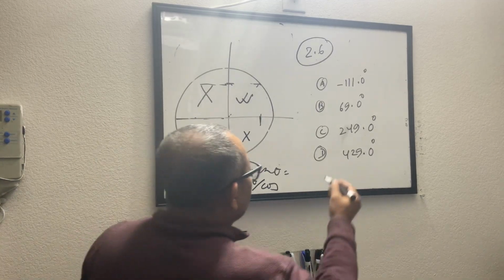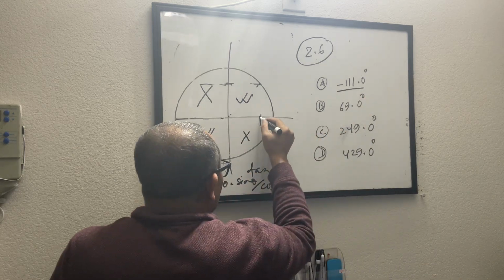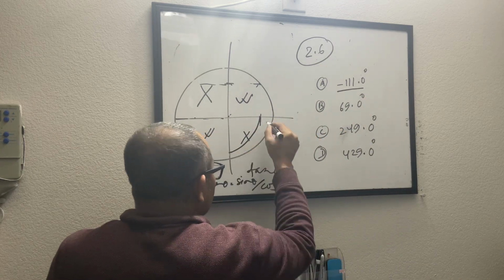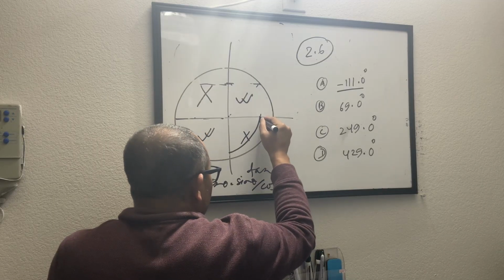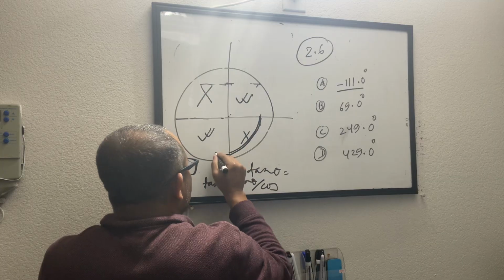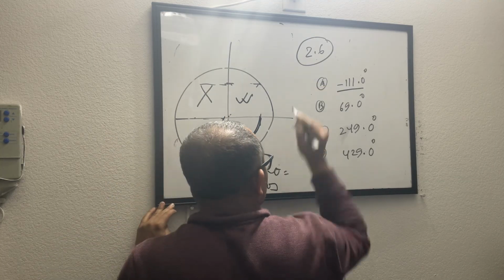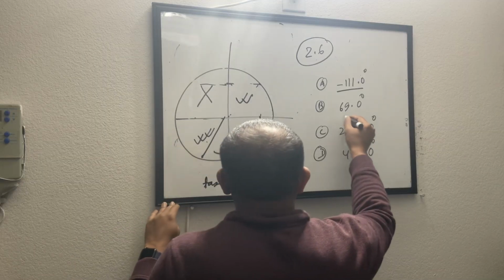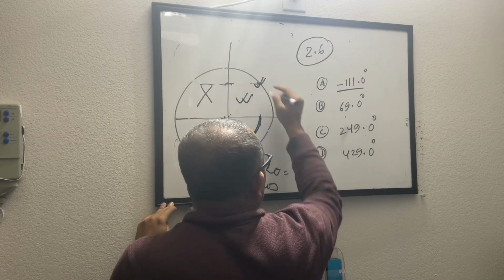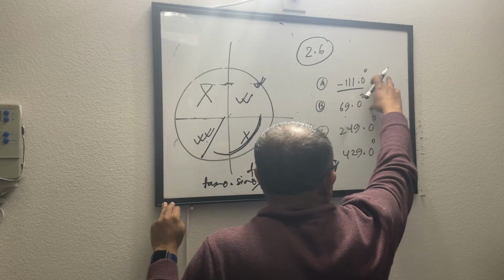So now let's look at the angles. Minus 111 degree, meaning I am talking about 90 degree. So I am talking about clockwise movement by 111 degrees. So 90 and 21. I am landing somewhere here. Okay, this quadrant, this is acceptable. Okay. Now 69 degree. This is in the first quadrant. This is also acceptable. So first two options are acceptable.